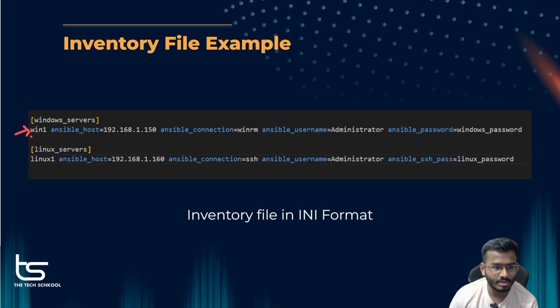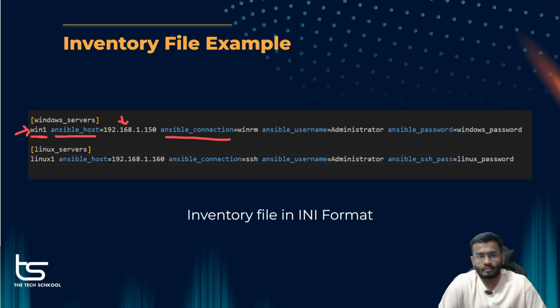You can see the first thing is called an alias. So win1 is an alias, that is, you can refer to that host by that alias name. The second is a parameter called ansible_host. Here you mention either the FQDN, that is the fully qualified domain name, or the IP address. The third is the ansible_connection.